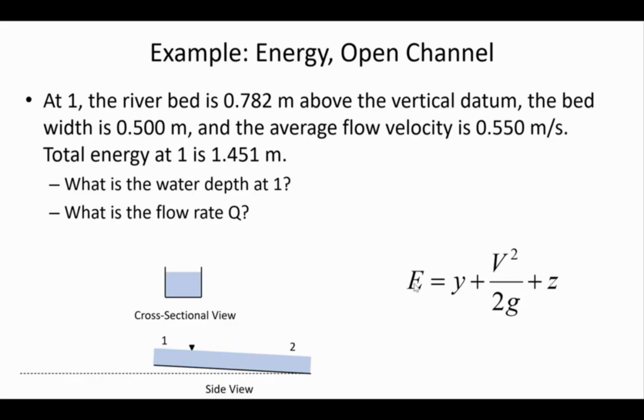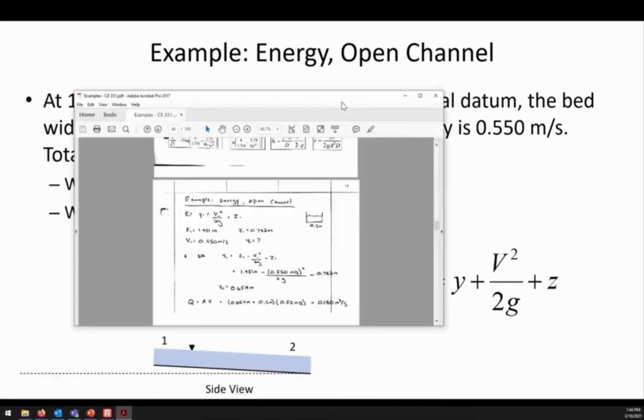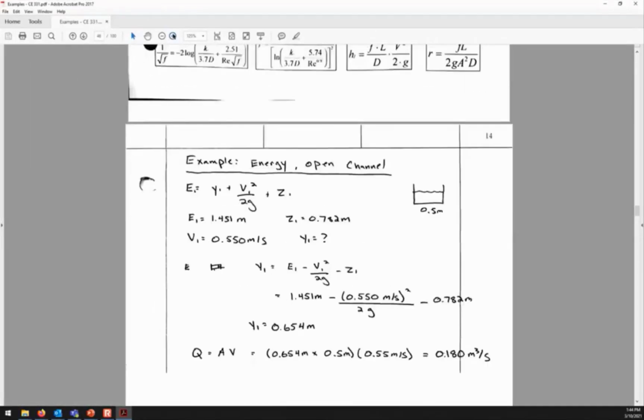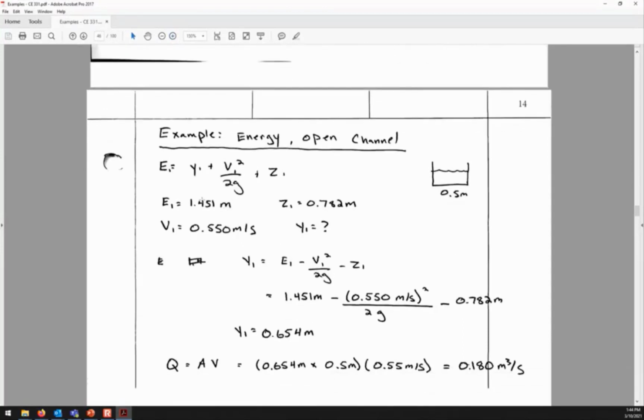So we know E. We've got the velocity and Z. So we're just solving for y in this one. We know E, Z, and velocity, so just rearranging the equation for y1 means that it's 0.654 meters is the depth, if that's how much energy we have.